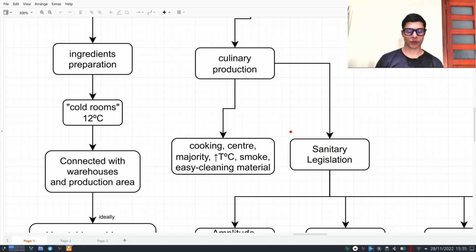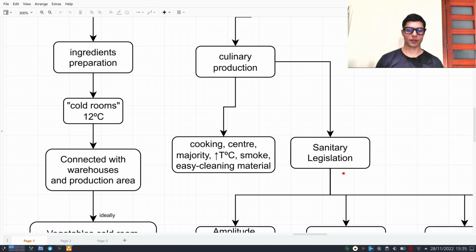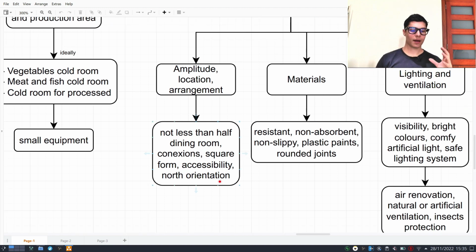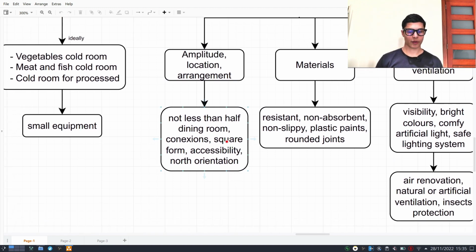So the culinary production needs to follow some sanitary legislation about amplitude, location, and arrangement. It must be not less than half of the dining room in size. It must have connections with the other areas, and ideally it must have a square form because it's easier and more accessible for people to work with. And then also north orientation would be optimal.